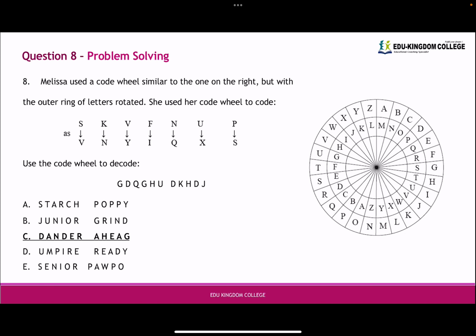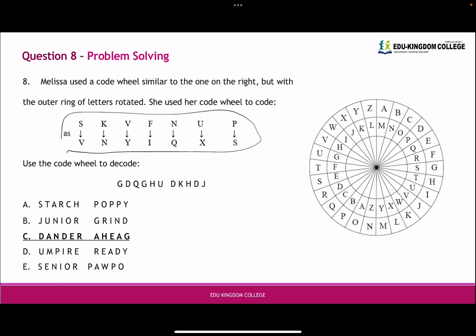Question 8. So I'm not entirely sure what the point of giving you this wheel was, because you could just figure out the code from this here. They've just moved 4 letters along the alphabet. Okay, I found that a lot easier than using the wheel. So I just used that.